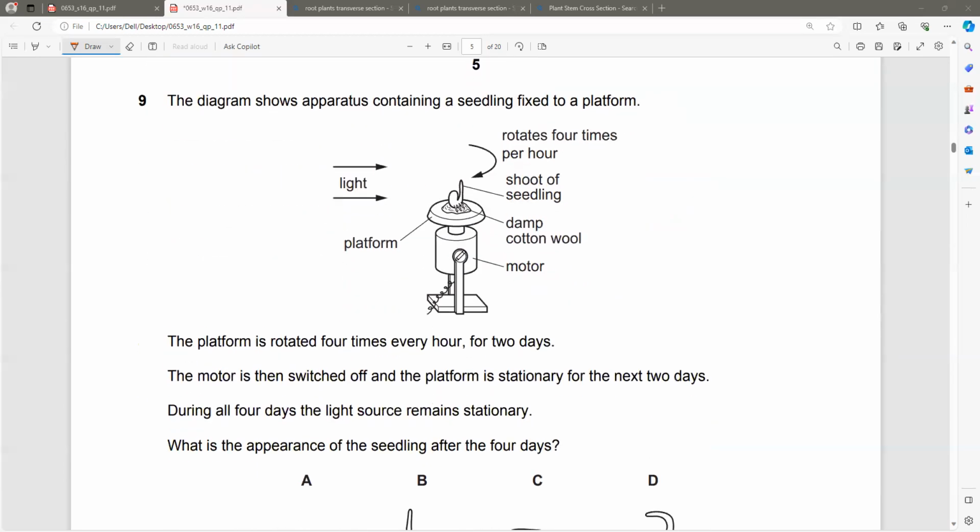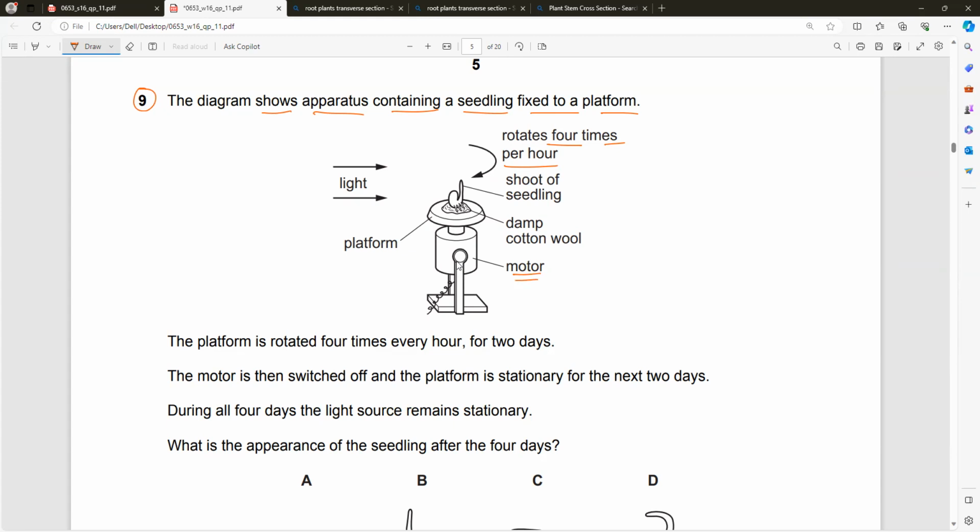Next. This is the most important question. I want everybody to respond. This is regarding tropism. By seeing it itself, you all understand what this is? Shoot of a seedling. So what is the germination of that? Now you see the diagram shows some physics knowledge also must be there. A diagram shows apparatus containing a seedling fixed to a platform. Seedling fixed to a platform rotates 4 times per hour. Shoot of a seedling, damp cotton wool, and motor for rotating.